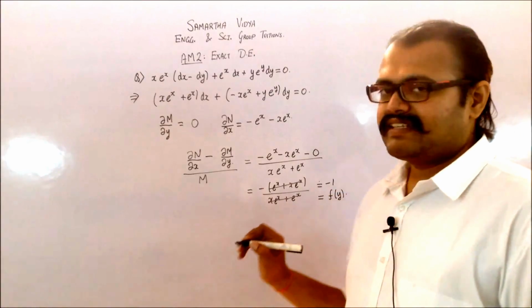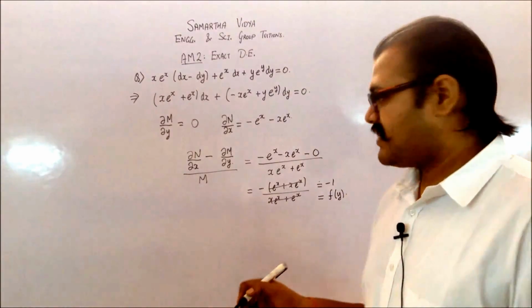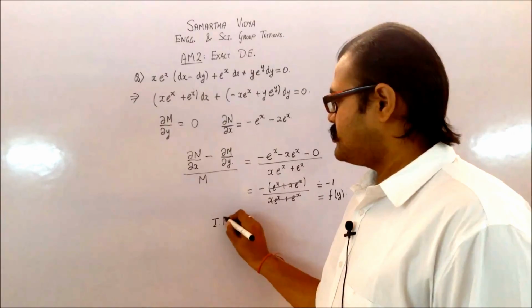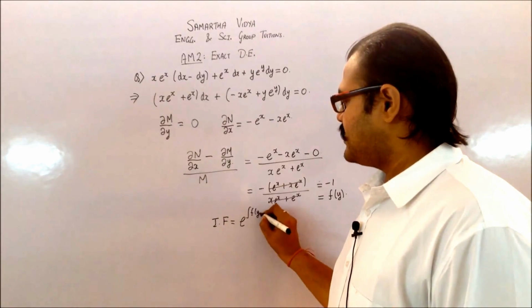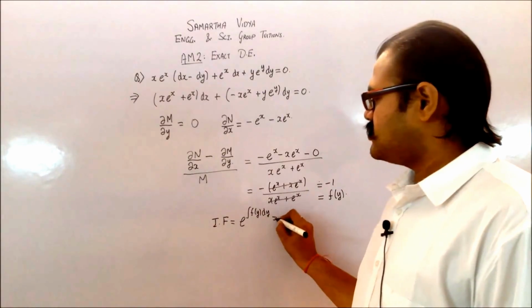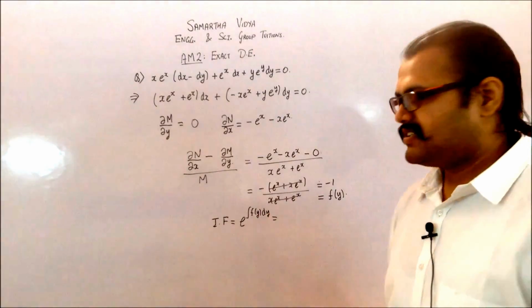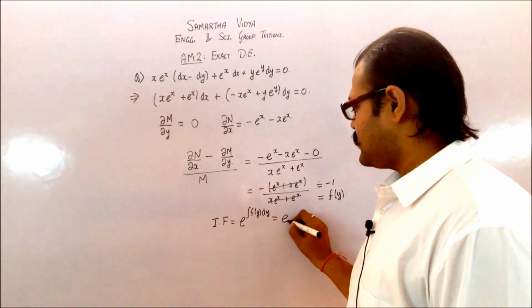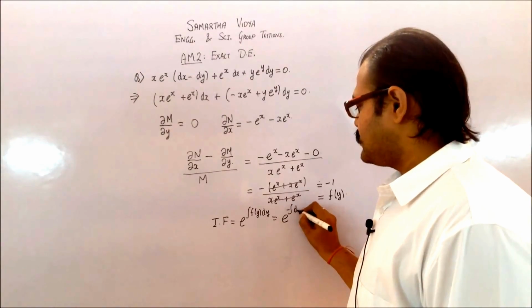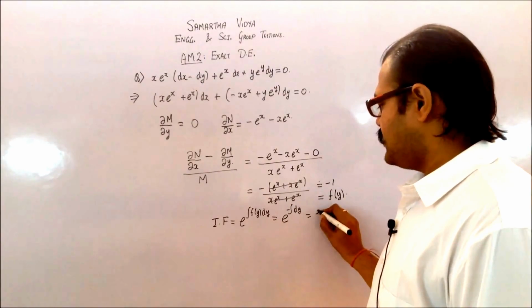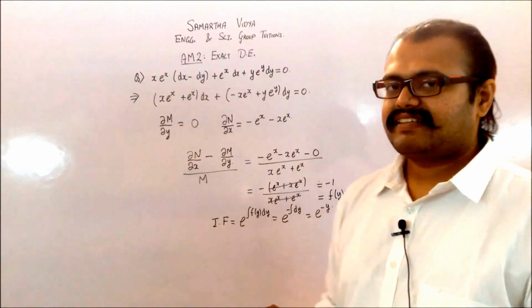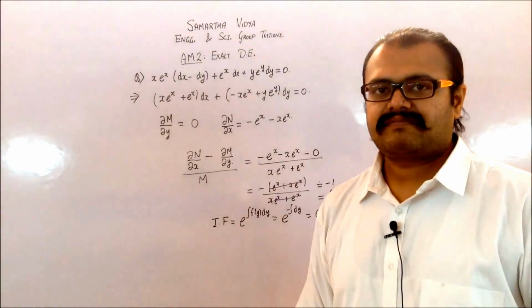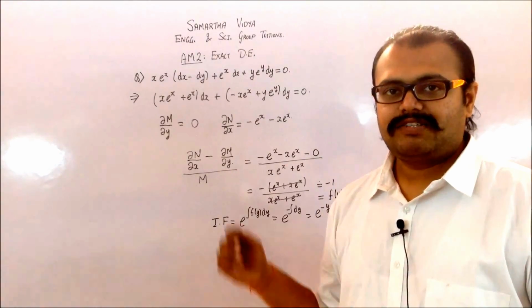So now once you get this f of y, then the integrating factor is going to be simply e raised to integral f of y dy. So you are integrating with respect to y. So on integration you will be getting this as minus dy. So it is e raised to minus y. So your integrating factor is nothing but e raised to minus y. Once you get the integrating factor, you have to just multiply.